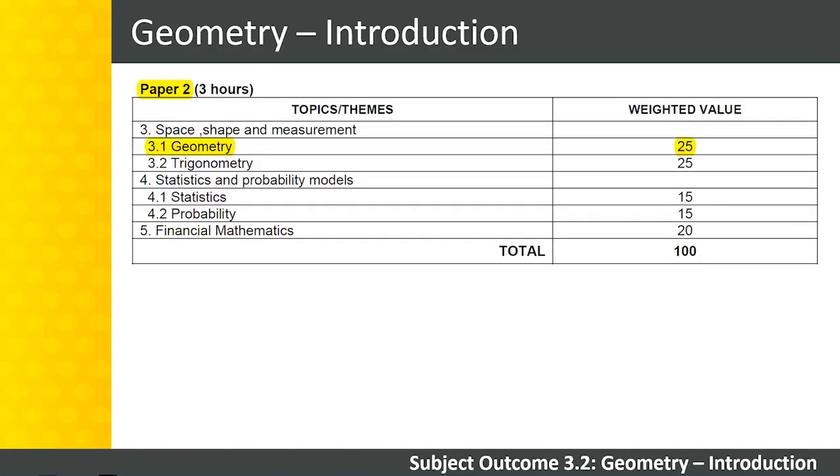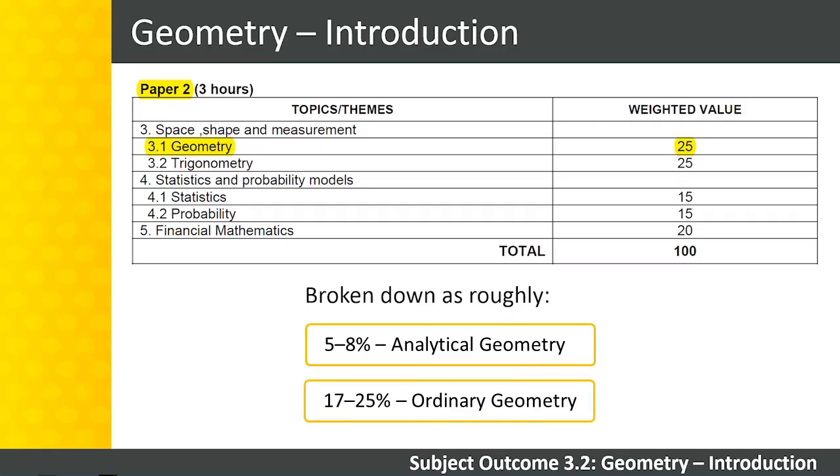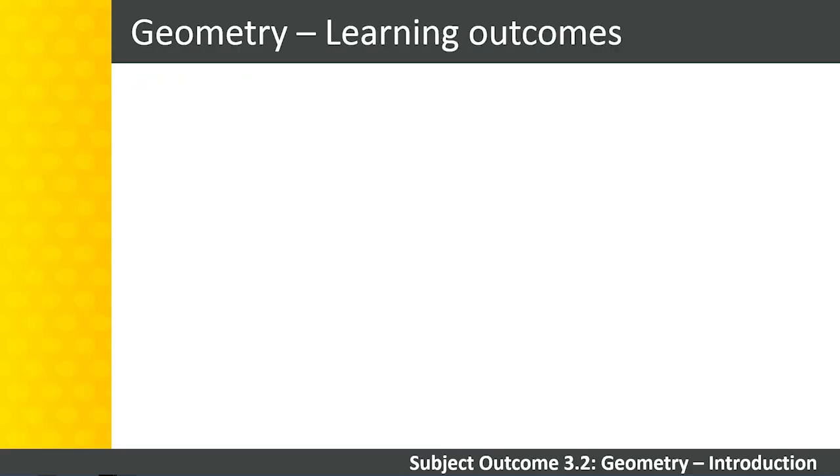Geometry makes up 25% of Paper 2. This is broken down as roughly 5 to 8% analytical geometry, 17 to 25% ordinary geometry. This is quite a large portion of Paper 2. Let's take a look at Subject Outcome 3.2 and its learning outcomes in more detail. You will find them on page 10 of your subject guidelines.